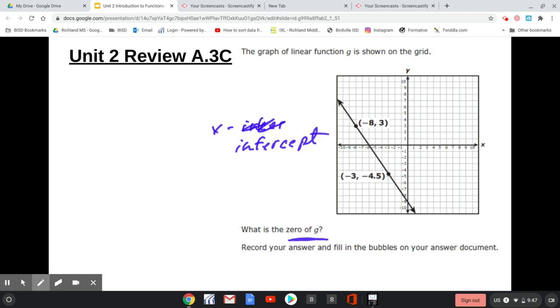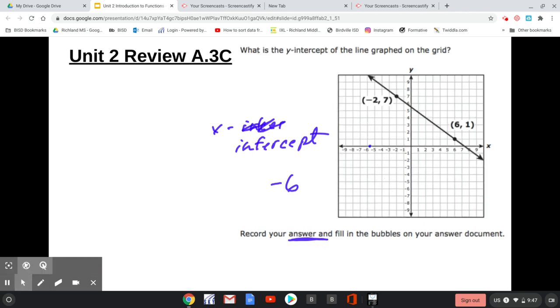Okay, so we can see that it crosses the x-axis when x is -6 and y is 0. So your x-intercept is -6. Let's look at the next one.